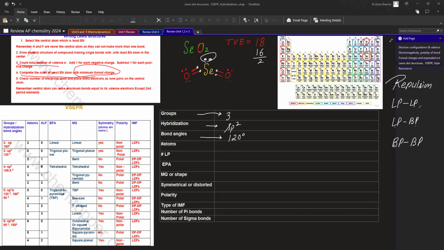So maximum repulsion is here. So they try to occupy more space. They spread out more. Then lone pair, bond pair. Now this lone pair will spread out more and is going to push the bond pair closer. So the angle will be slightly lesser, slightly lesser than 120. Is it okay?